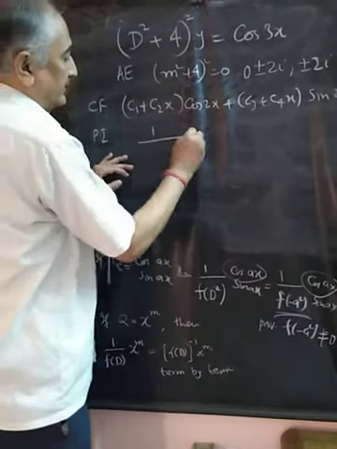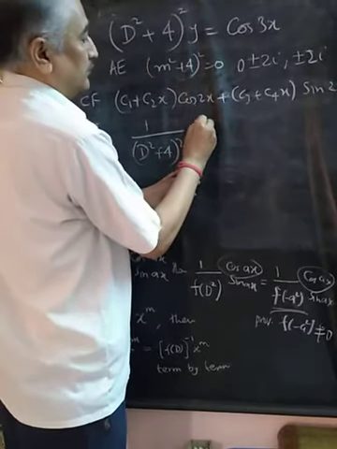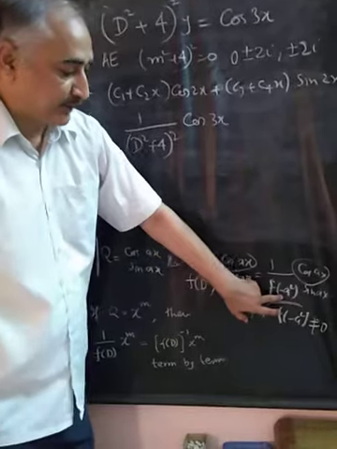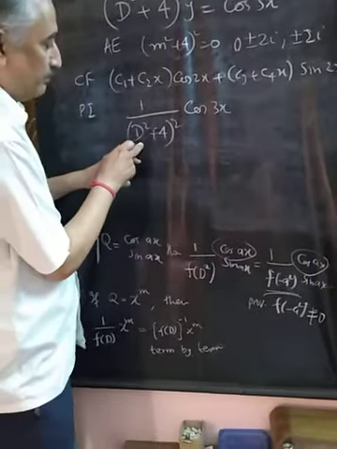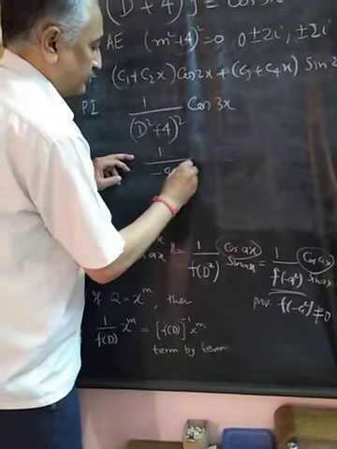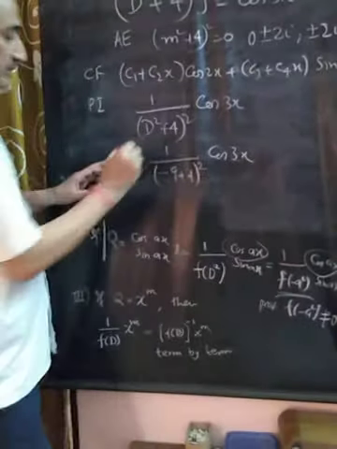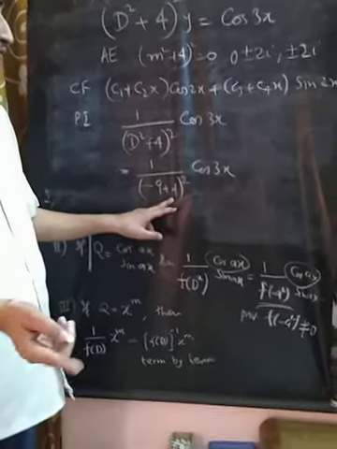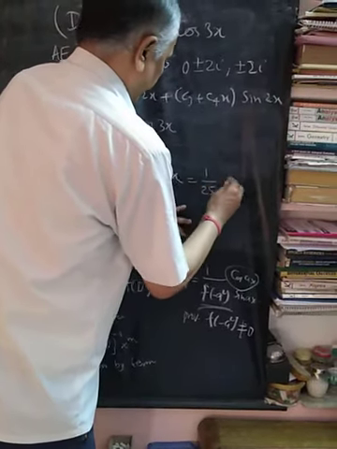Particular integral is 1 upon (D squared plus 4) squared cos 3x. Now I have to replace D squared by minus a squared and check whether this is non-zero or not. So when you put D squared equal to minus 9, this will be 1 upon (minus 9 plus 4) squared cos 3x. Minus 9 plus 4 is minus 5, squared is 25, so this is 1 by 25 cos 3x.